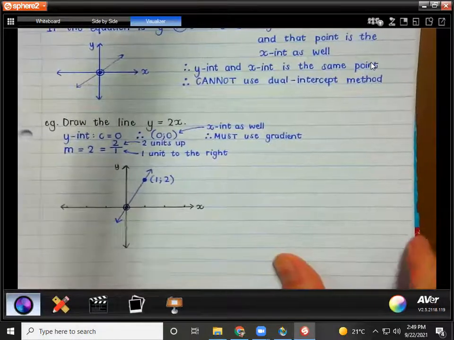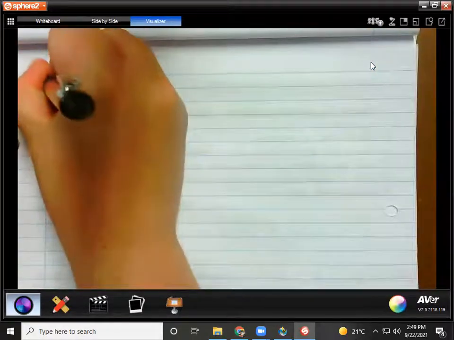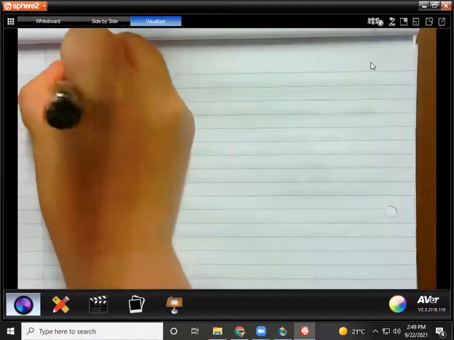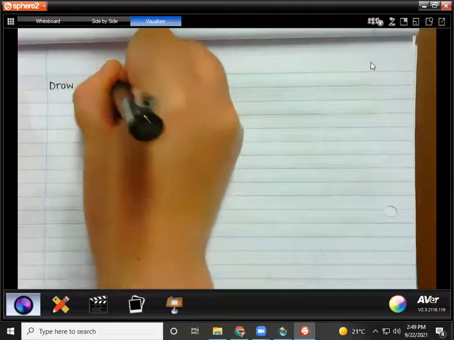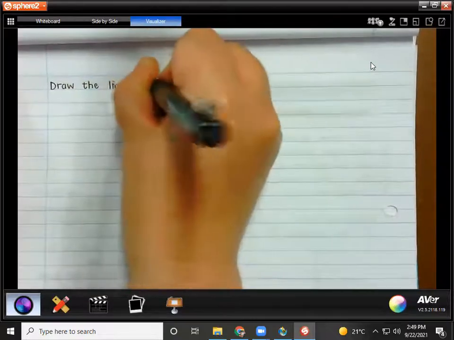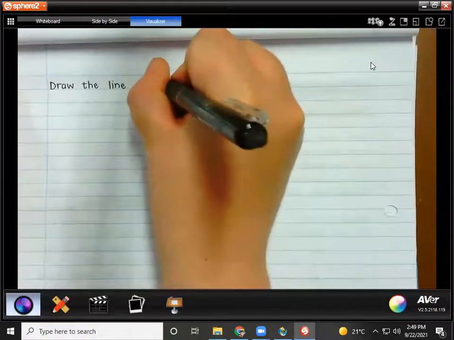Let me give you one of these to do on your own quickly before we go. So this is another example. Draw the line y equals 2 over 3x.